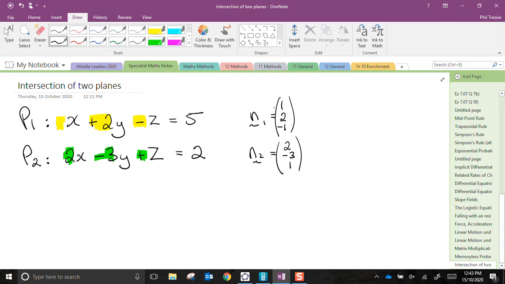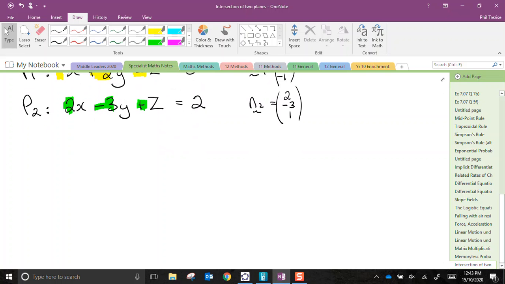The intersection line belongs in both planes, and by definition a normal vector is perpendicular to the planes. So the intersection line has to be perpendicular to both normals. The way to find the direction of this, I'll define a vector D as the cross product between the two normals. The cross product produces a vector perpendicular to both n1 and n2.